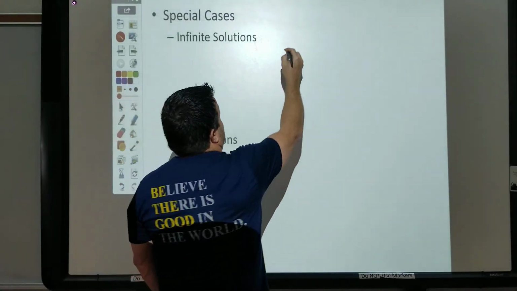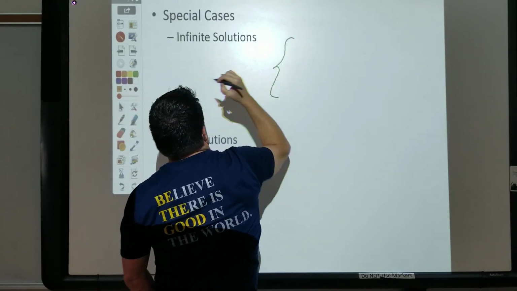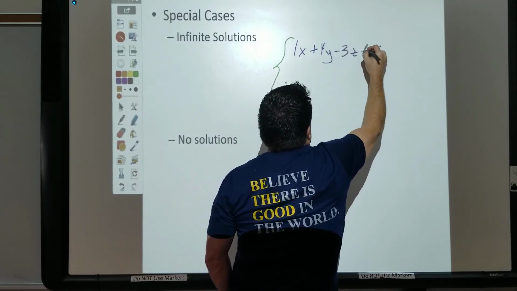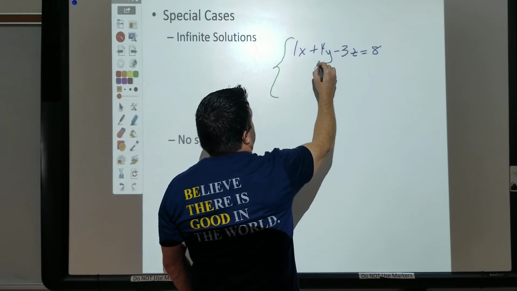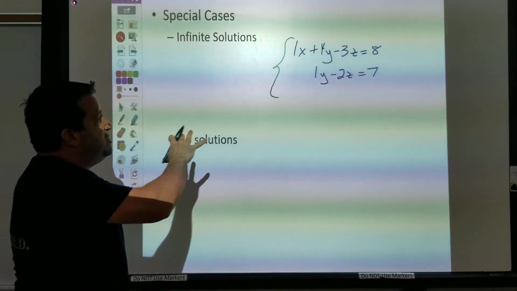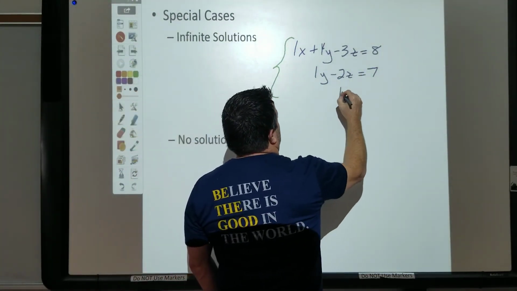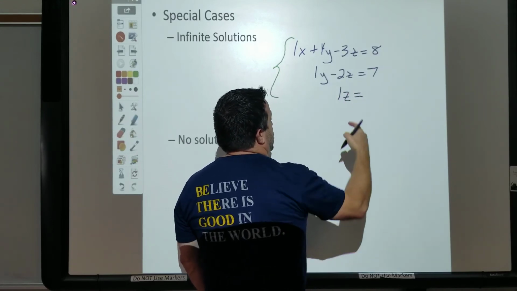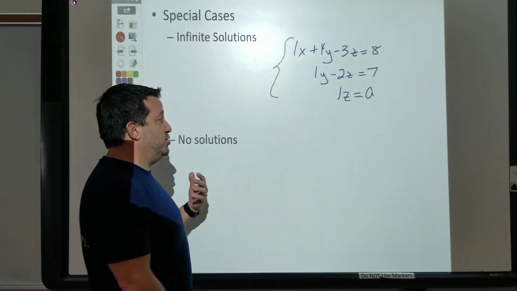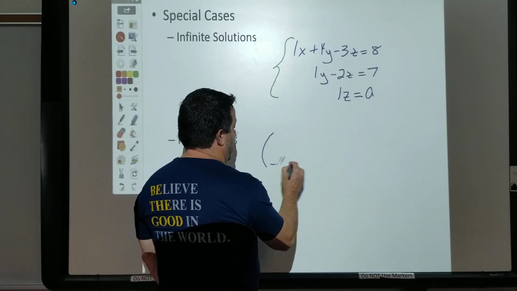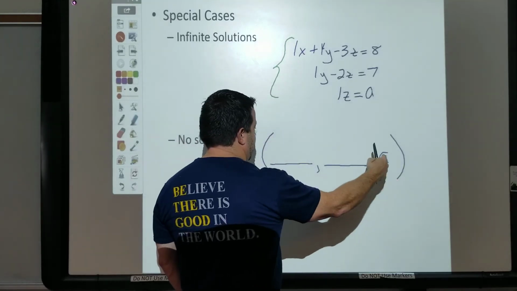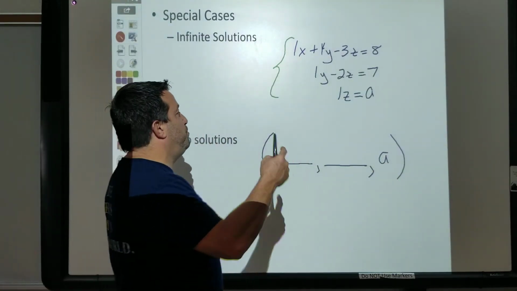What you do is you get that system down to a point where you have like 1x plus 4y minus 3z equals 8. And then the next equation might be like 1y minus 2z equals 7. I'm totally making this up, but there's a missing third equation. So what you do is you make up your own. You let 1z equal a, because there's infinite solutions. So what you're going to have is an ordered triple, but the z you pick to be just a variable a. And then what you do is you do back substitution.